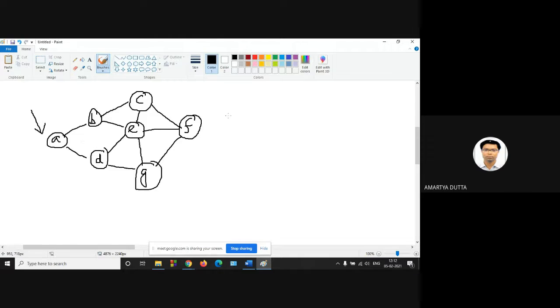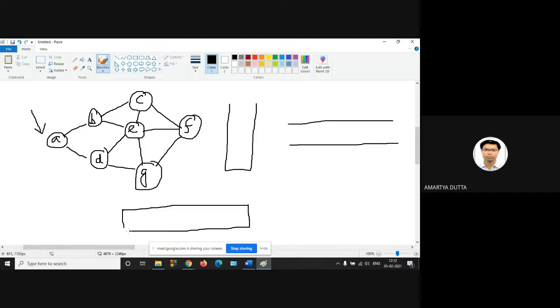Just find out the BFS and DFS, the depth first search and the breadth first search. This is the array for DFS and this is the array for BFS. Can you find out? Yes, sir. Okay, so do it.